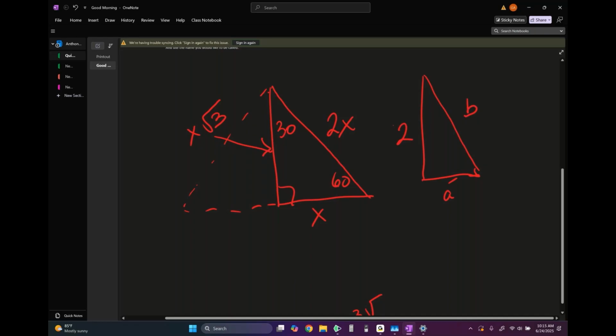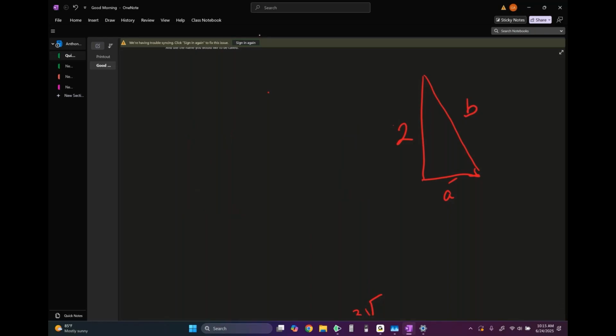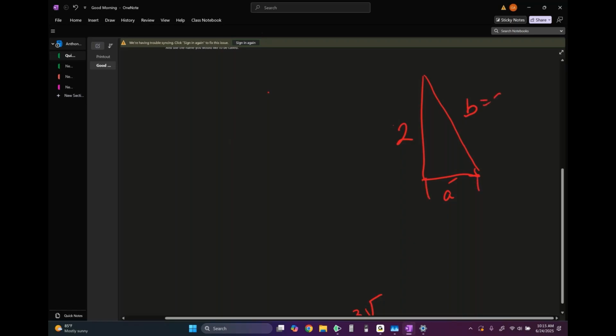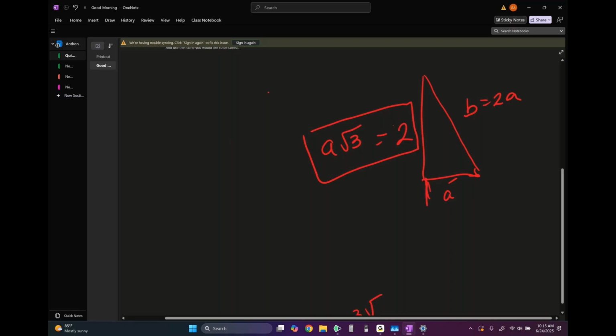Now, what if this was 2? That would be a hard problem. You could do it with a squared plus b squared equals c squared, but I'm going to show you a better way. We know that this is some side A, and B would be 2A, and this would have to be whatever A is times root 3, agreed? So that's an algebra problem, just like we were doing with the root 2s a minute ago.